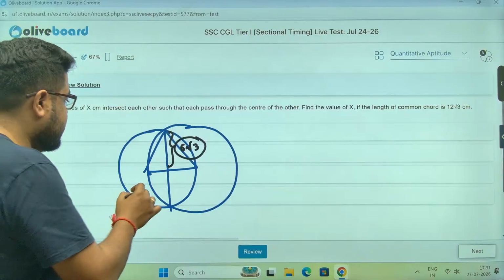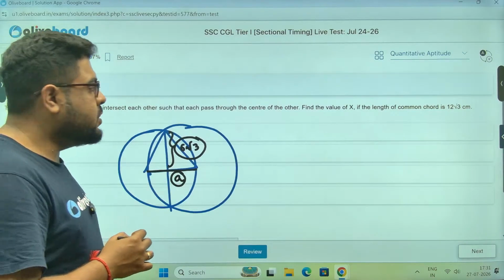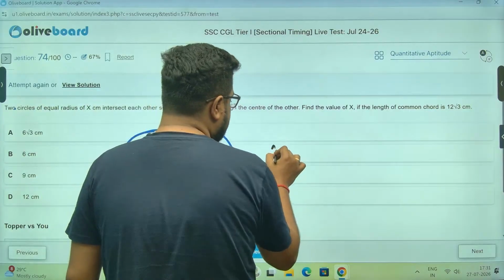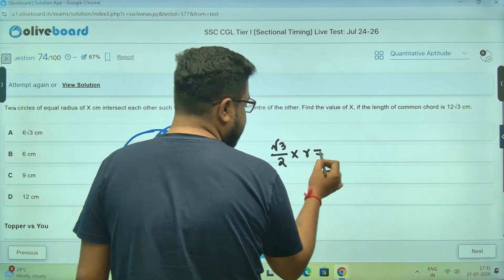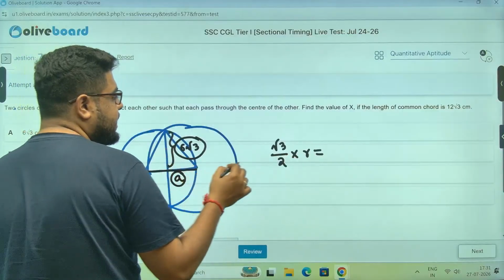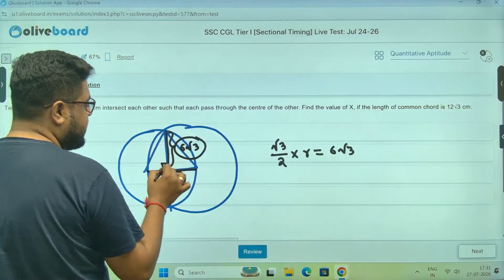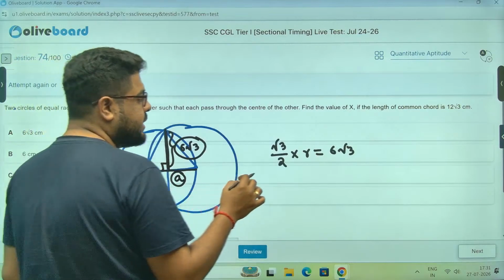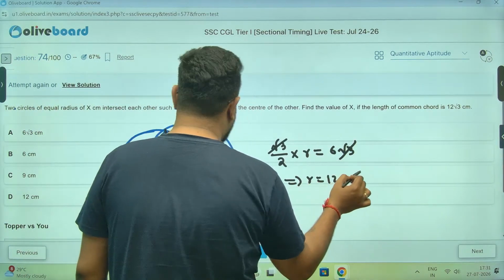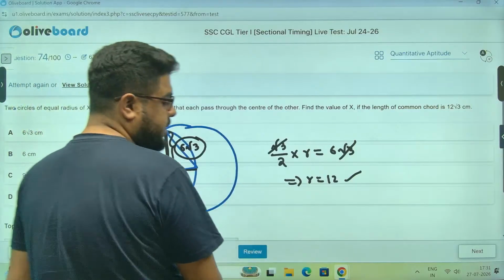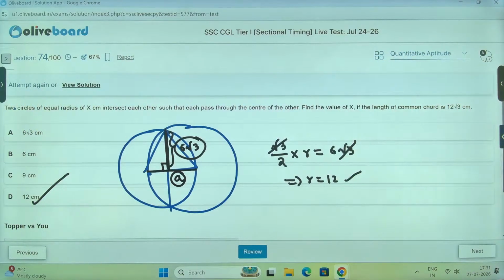And this side length is nothing but the length of the radius. So I can directly write root 3 by 2 into a, the side, meaning this is equal to 6 root 3. Because this is nothing but the height of this equilateral triangle. So root 3 cancels, r equals 12. R equals 12 centimeters. Option number D is most definitely your correct answer.